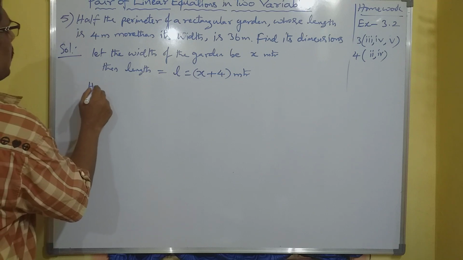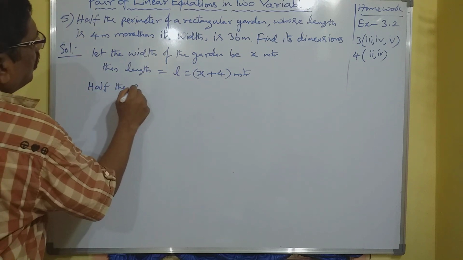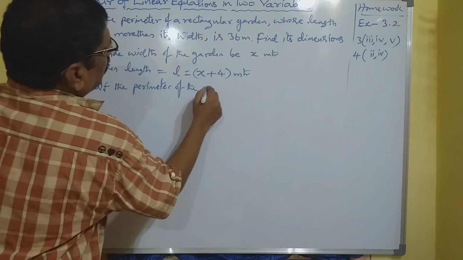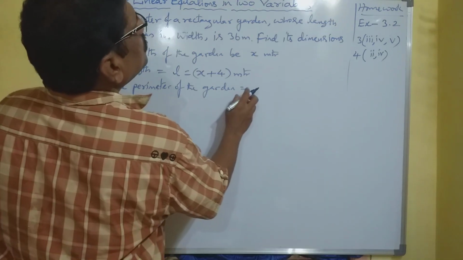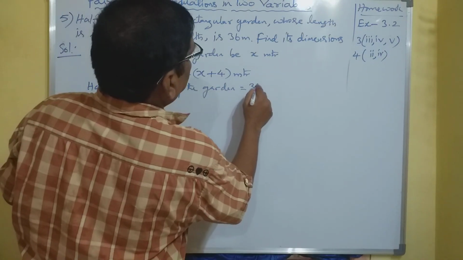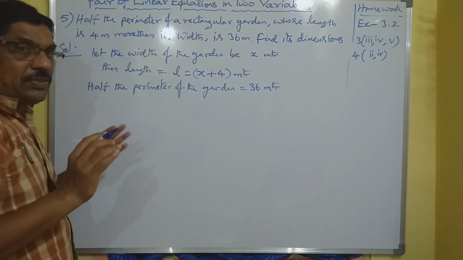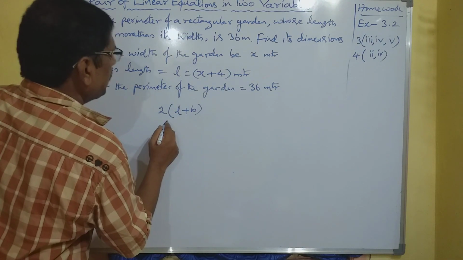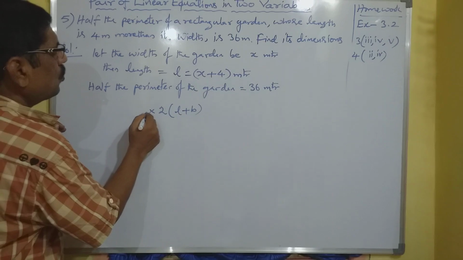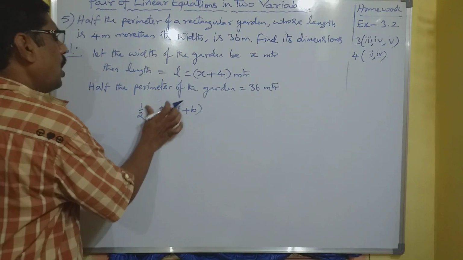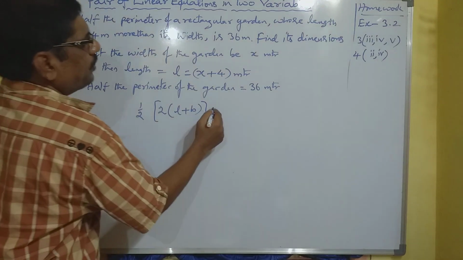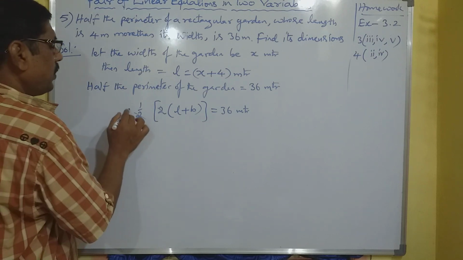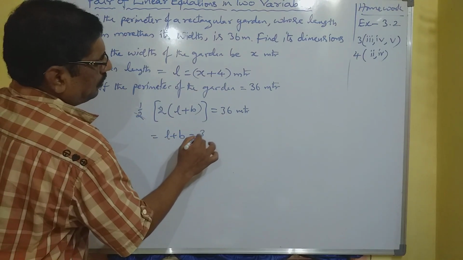Now half the perimeter of the garden is equal to how much is given? It is given that it's 36 meters. Now what is the perimeter of a rectangular garden? Perimeter of a rectangle is 2 into (L plus B). But it is given half the perimeter, so we have to take half of 2 into (L plus B), that is equal to 36 meters. Now let us cancel the numerator and denominator, we get L plus B is equal to 36.